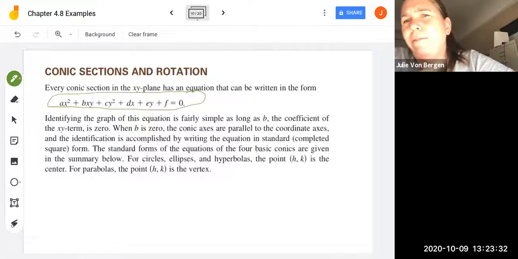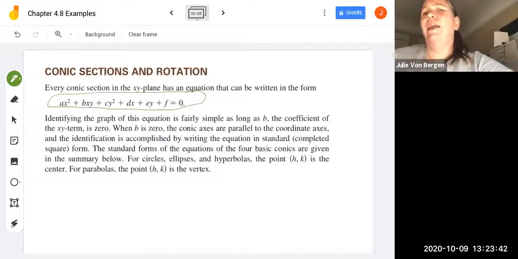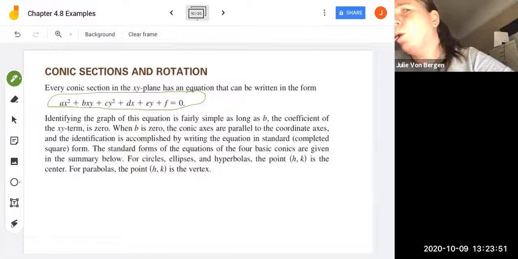Identifying the graph of this equation is fairly simple as long as B, the coefficient of the xy term, is 0. When B is 0, the conic axes are parallel to the coordinate axes, and the identification is accomplished by writing the equation in standard form, which we get to by completing the square. So they call it standard or completed-the-square form.